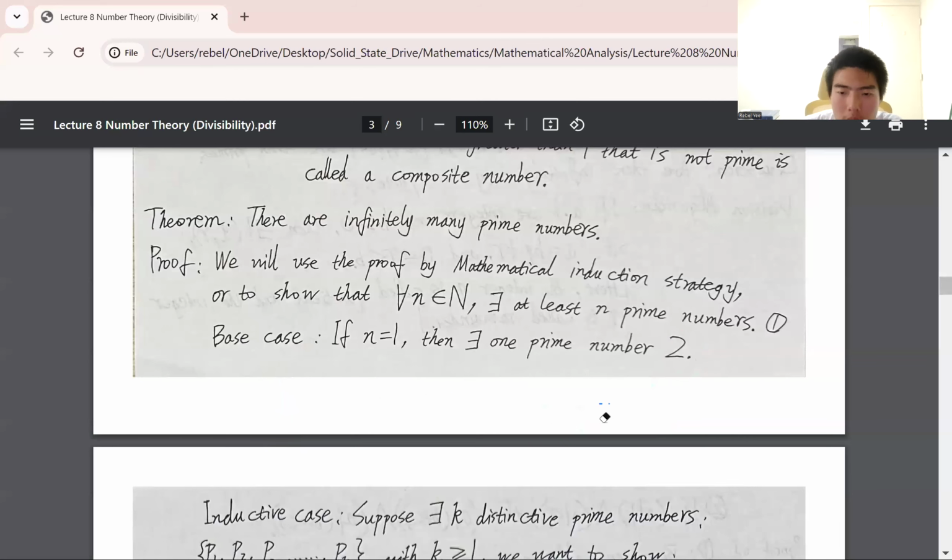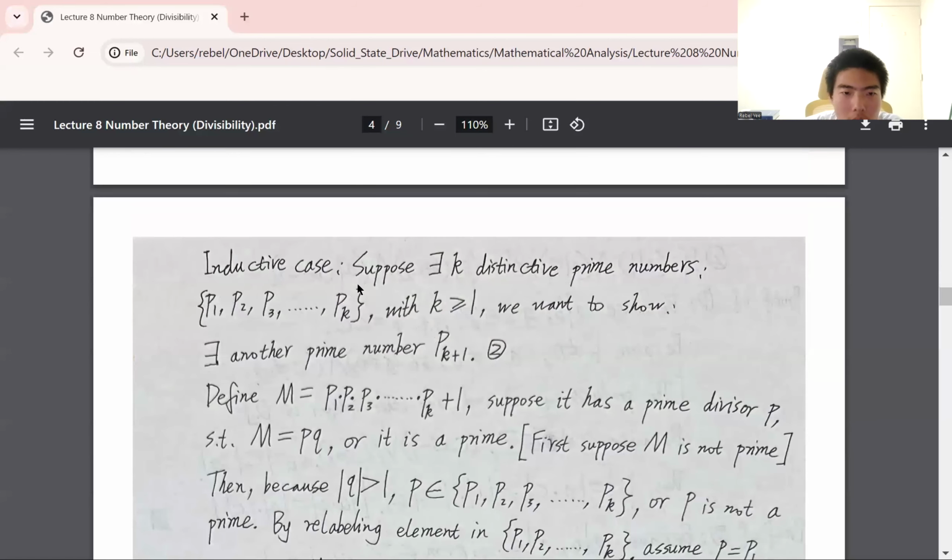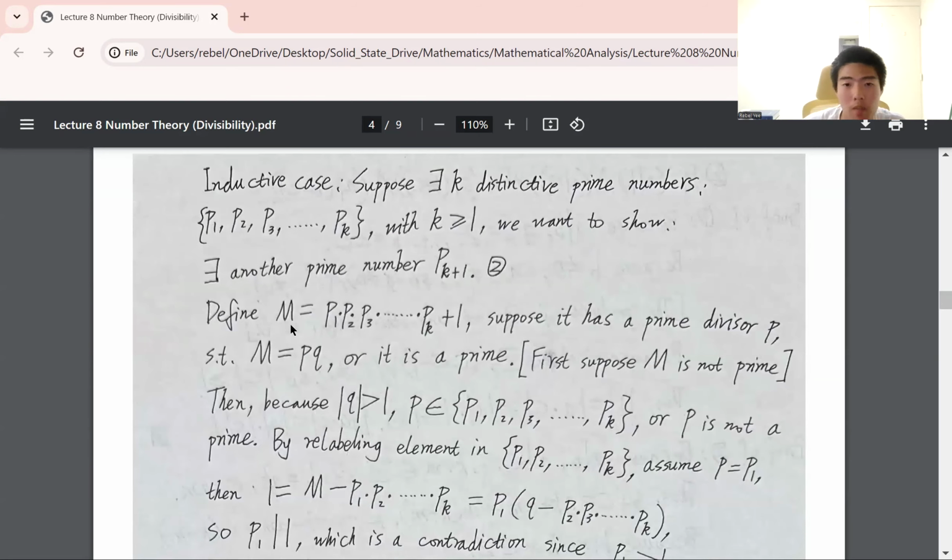And for the inductive case, we'll try to prove that for every set of prime numbers from P1 to Pk, there exists another prime number Pk+1. So here we define another prime number as n. If we can always find the number n, then we can always find another prime number. And here we do a proof by contradiction.